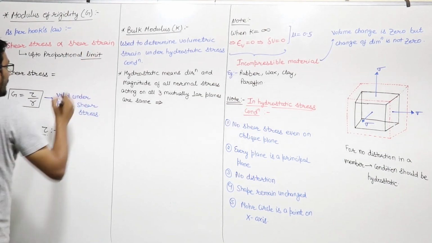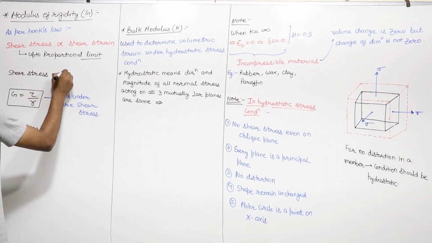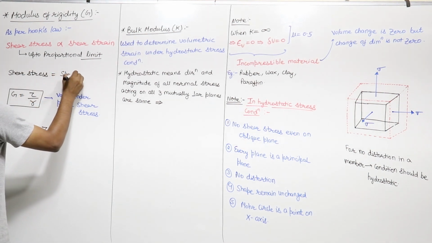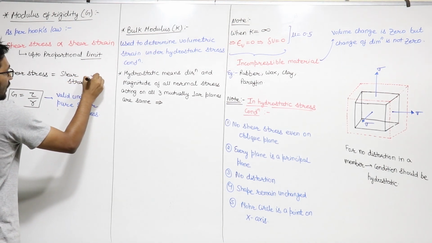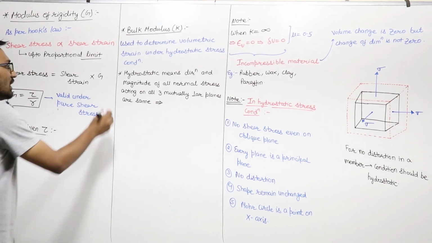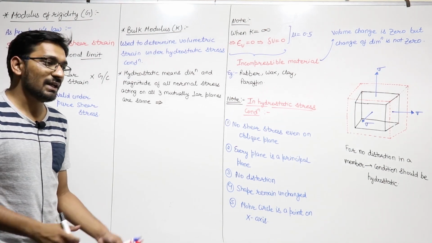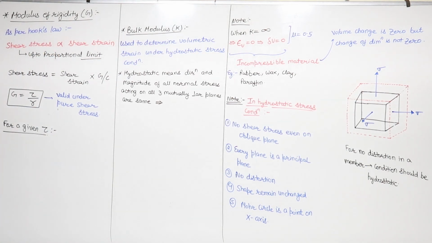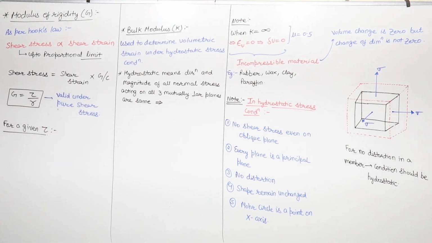If I remove this proportionality sign, we get shear stress is equal to shear strain into the modulus of rigidity, that is G. In some of the books, G will be written as C, but we will use the symbol G for this course, and G is the modulus of rigidity.